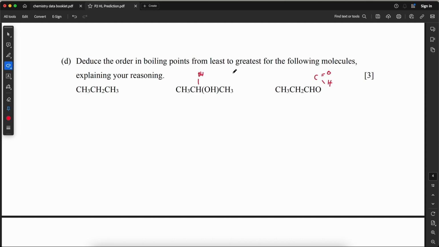So the answer, from the least to the greatest, would be CH3CH2CH3, lower boiling point than the aldehyde, and then this lower than the alcohol.